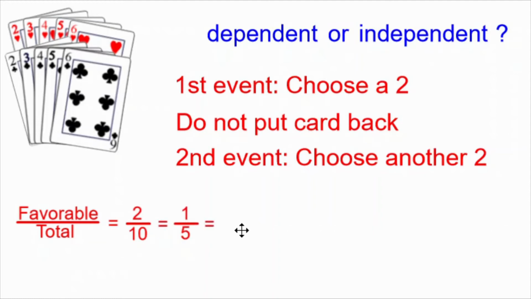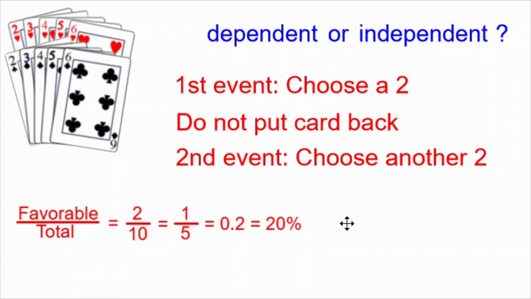We can reduce this to 1 over 5, and we have a fraction correct answer for the probability of choosing a 2. Or we can convert it into decimal or percent. All of these values are correct answers for the question, what is the probability of choosing a 2?